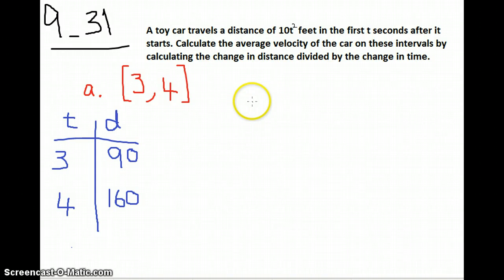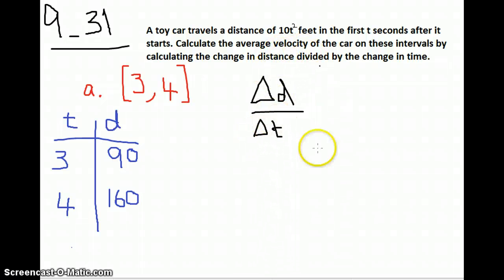We agreed that the velocity has something to do with the change in distance over the change in time, right? Oh my god, terrible triangles. There we go. So we agreed that the velocity is the change in distance over the change in time of the car on these intervals. They're giving us time intervals, right? And actually they told us change in distance divided by change in time. So they actually told us that this is what we should do.